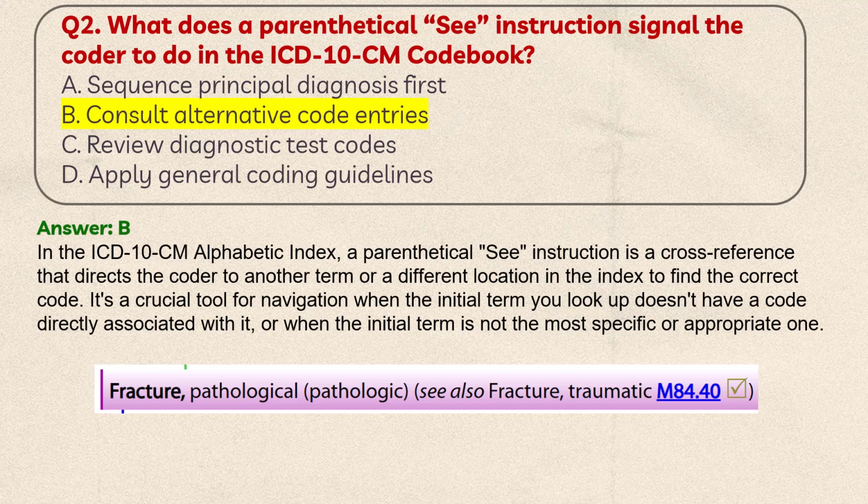For example, when you search for the pathological fracture, you can go to the fracture, pathological. So within bracket it says see also fracture, traumatic. So again we have to go to the fracture, then traumatic, and you can find the correct code.